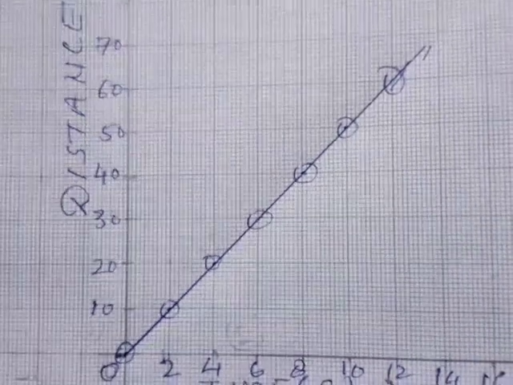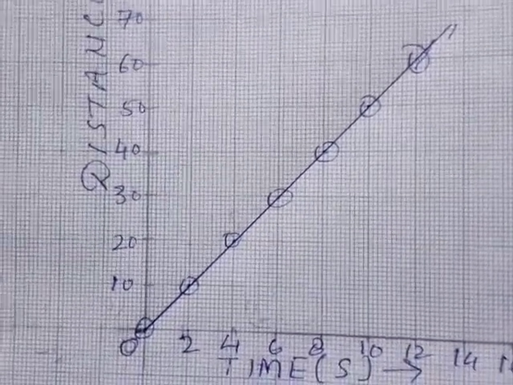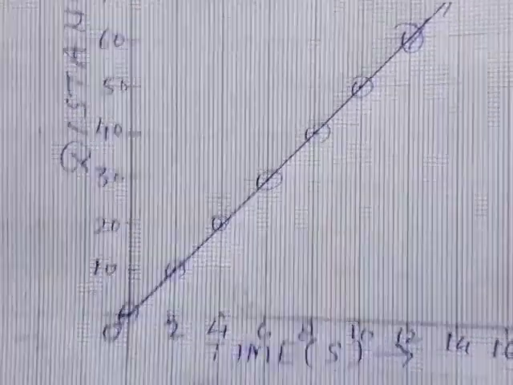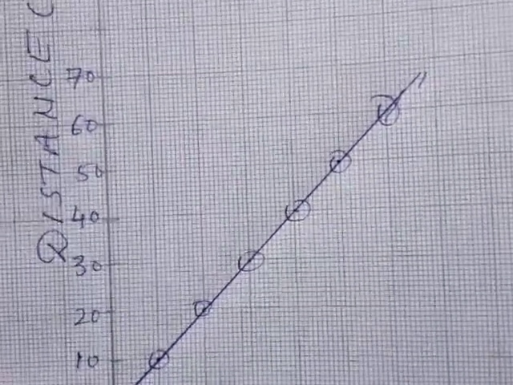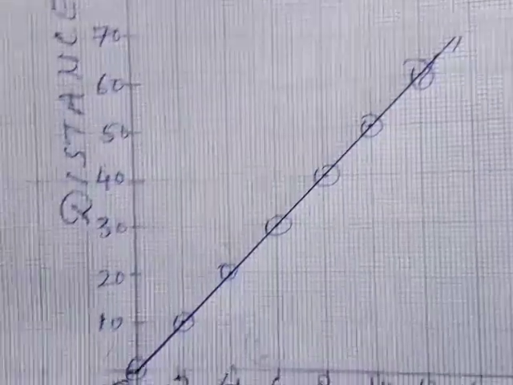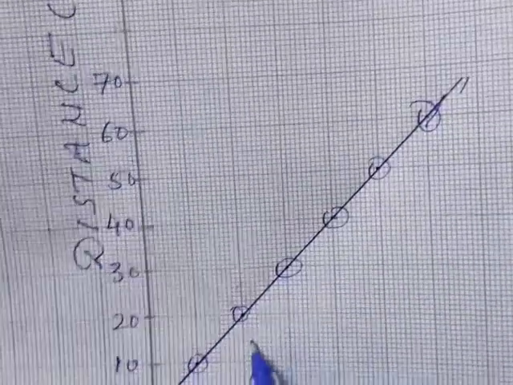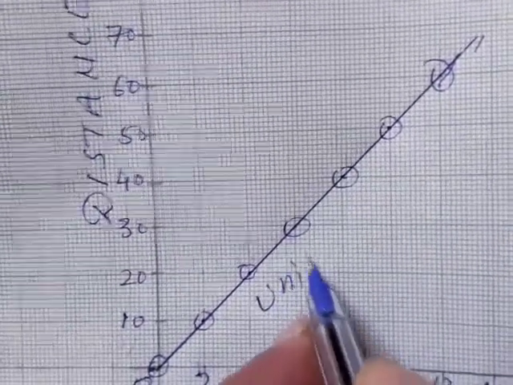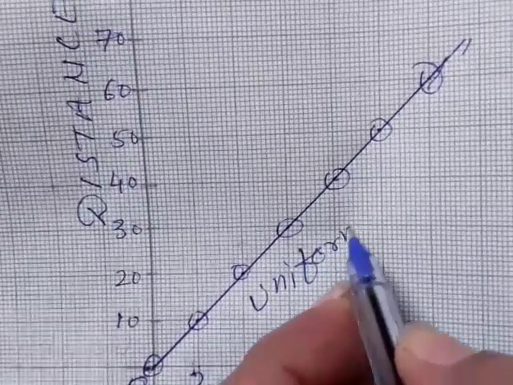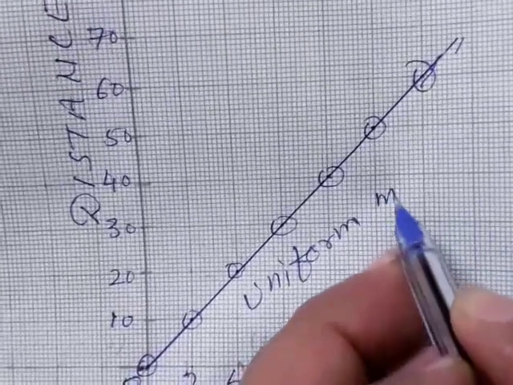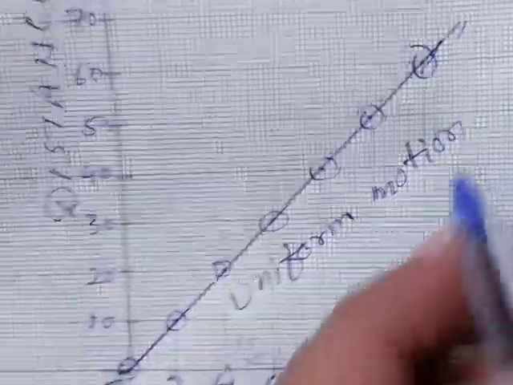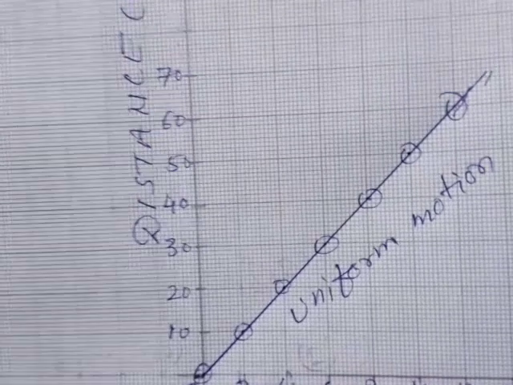So dear students, you see that the shape of this graph is a straight line, and there is a slope with respect to the time axis. So this graph shows uniform motion. What type of motion? Uniform motion. So you see that this distance-time graph shows uniform motion.